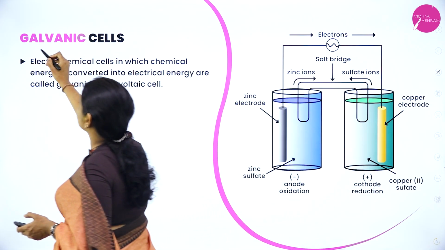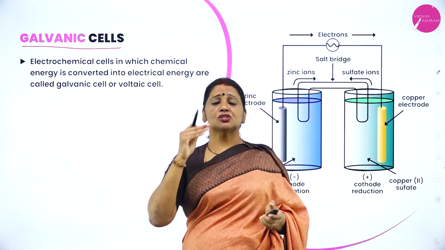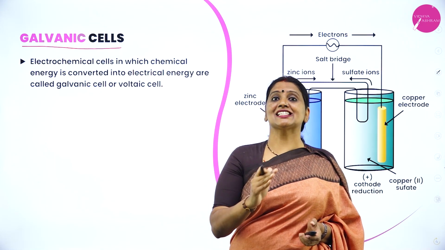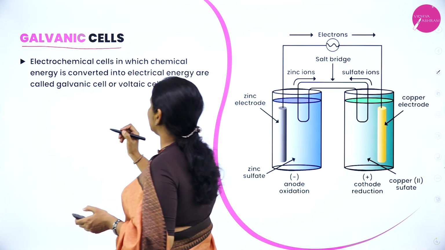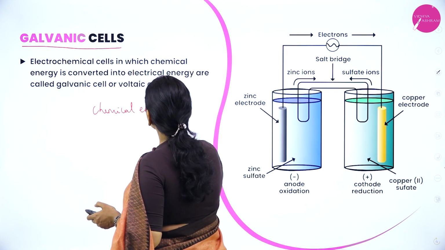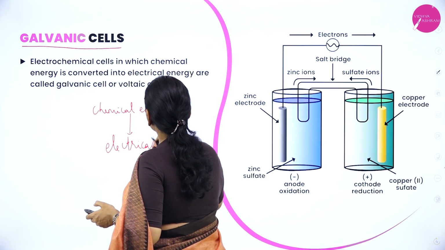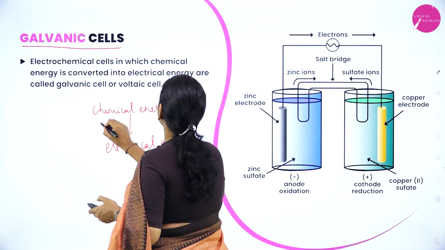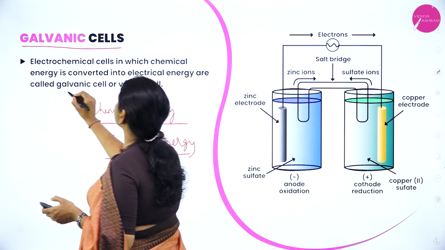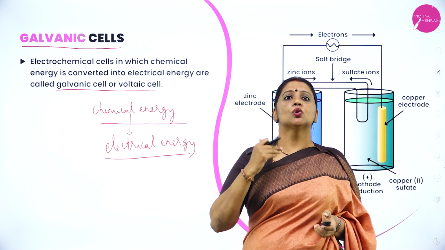Now, the first topic is galvanic cell. So, already you know that the cell which is used to convert electrical energy into chemical energy is called as electrolytic cell. Electrochemical cell in which chemical energy is converted into electrical energy, such cell is called as galvanic cell or voltaic cell.